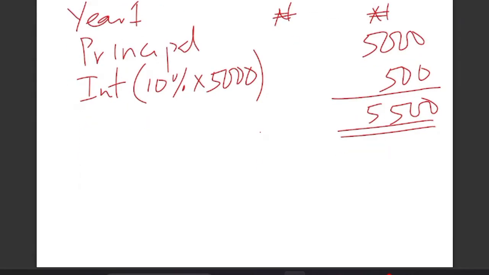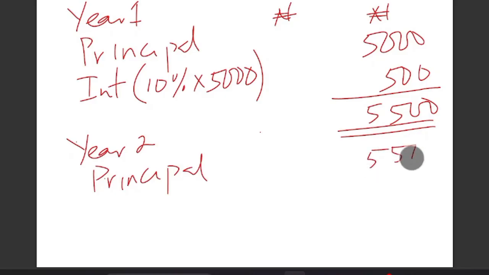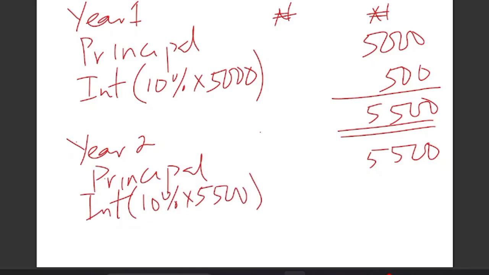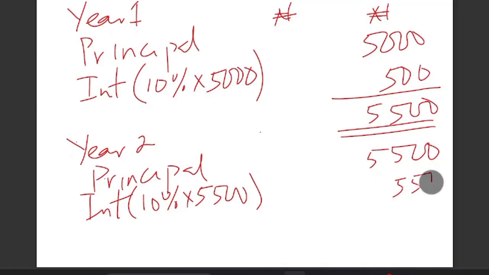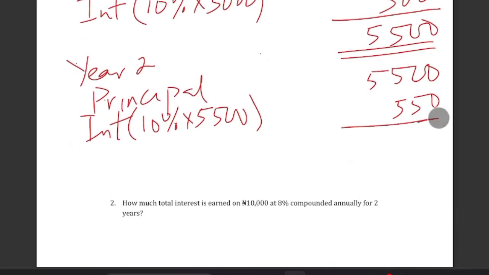So I'll go to year two. Year two, the principal, instead of the principal to be 5,000, it should now be 5,500. I hope you are getting me. So we go to the interest for year two again. So that will be 10% times 5,500. So let's go to our calculator. So 10% is 0.1 times 5,500. What do we have? We have 550. We put 550 here. We add it together again. So that gives 6,050.